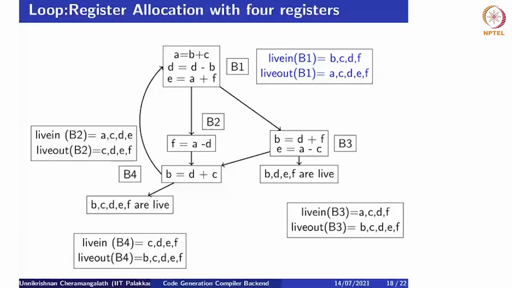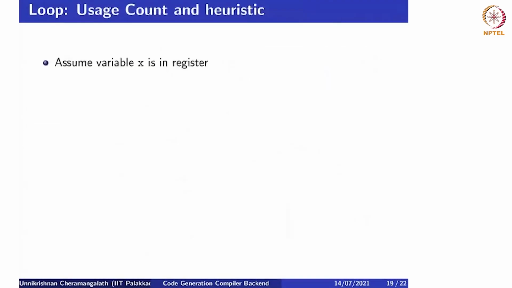Now this is a loop, and I want to do register allocation with 4 registers. So how can you save cost or get optimal allocation with some heuristics? We have studied register allocation with graph coloring, and you know that it does not have a polynomial solution. So we'll use some heuristic.